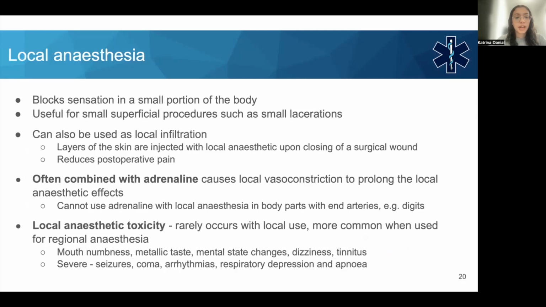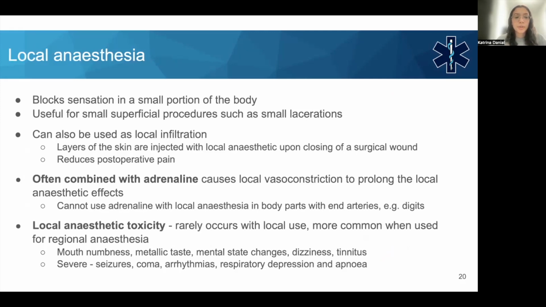Okay, and then for your local anesthetic, if you're suturing, for example, or there's a small procedure like a biopsy, you can just inject some local into the skin. So you'll see the surgeons, before they close up in surgery, they'll inject some local.